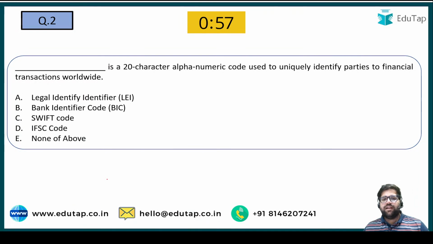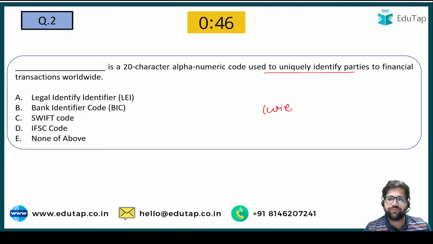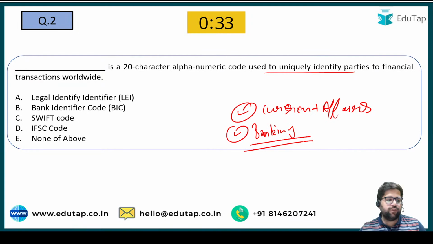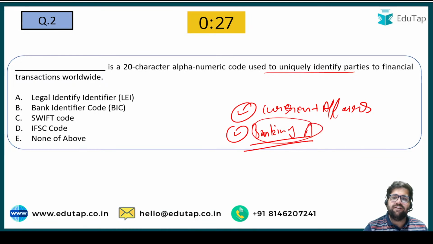Dash is a 20-character alphanumeric code used uniquely to identify parties of financial transaction worldwide. Now here I would say this is a component which was there in current affairs as well. At the same time, this is a very important component of your banking awareness. Different codes like IFSC, full form of RTGS, what are the different conditions of RTGS, what is your NEFT, all this forms a very important component of your banking awareness.